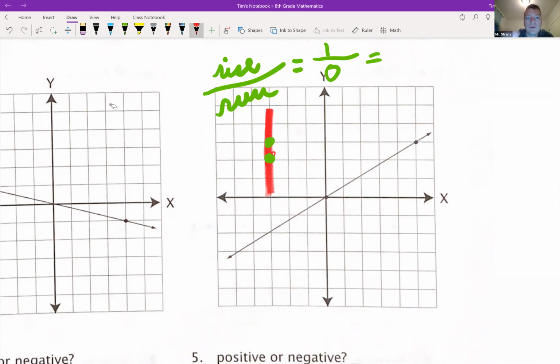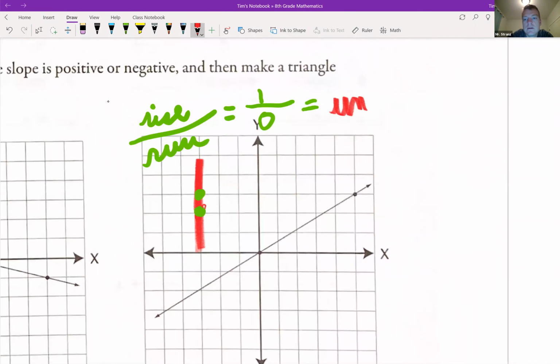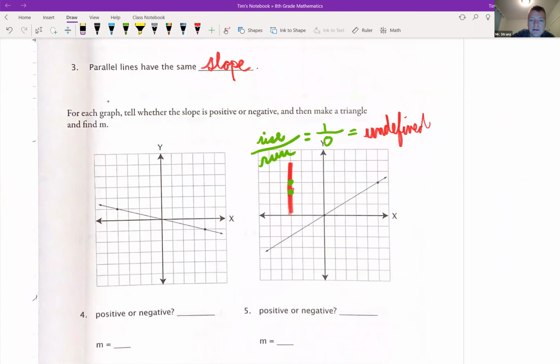Let me write that in smaller ink so you can see, right? Undefined, because you cannot divide by 0. All right, 1 divided by 0, you can't do it. So any horizontal line, or I'm sorry, any vertical line is going to have an undefined slope, right? Because you cannot divide by 0. All right, so I'm going to erase this here.